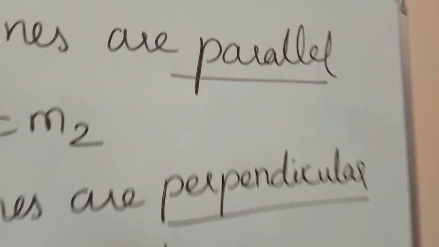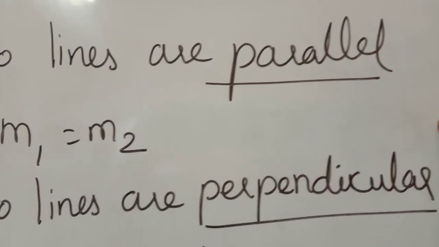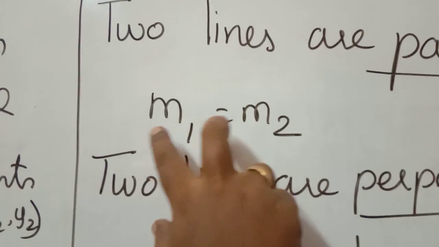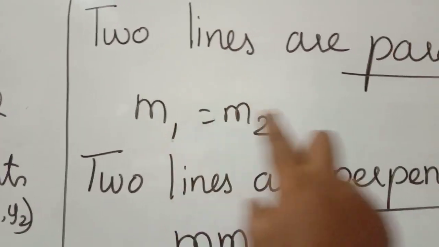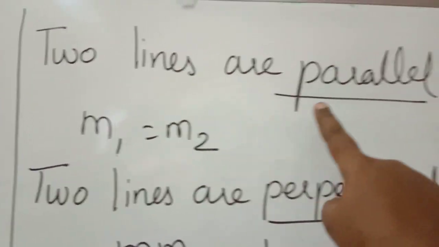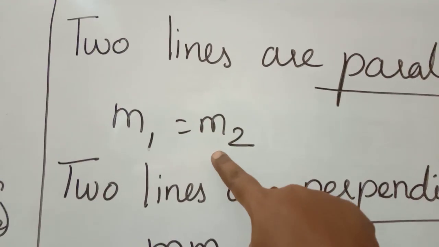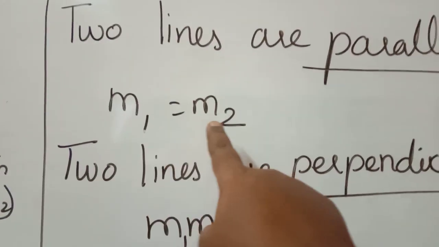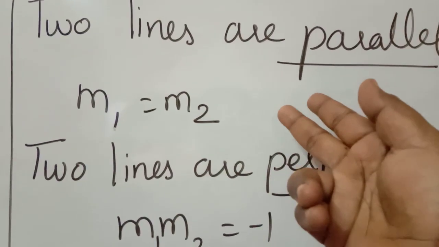Next, condition for parallel. Suppose two lines are parallel, then the slopes of the two lines will be equal. So the parallel condition is m1 equal to m2, where m1 is the slope of the first line and m2 is the slope of the second line. Two lines we are considering.